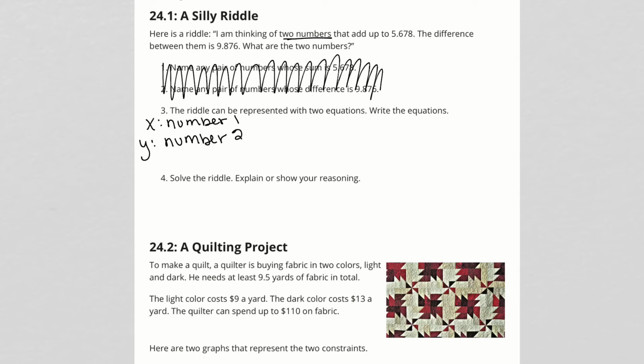The first sentence tells me that the two numbers add up to be 5.678. So my first equation is going to be x plus y equals 5.678. The second sentence tells me the difference between them is 9.876. The difference tells me that my numbers are subtracted. So I will have x minus y equals 9.876.